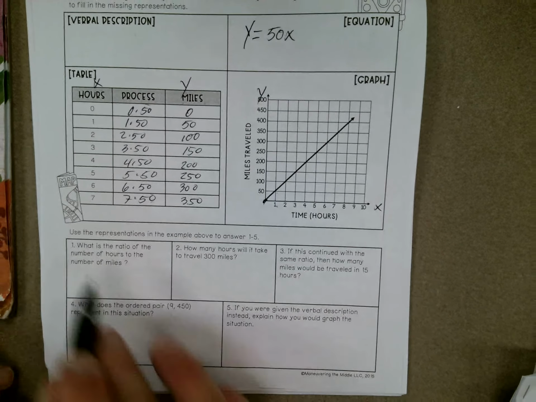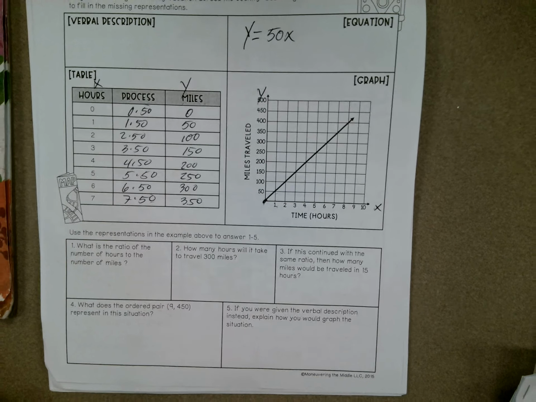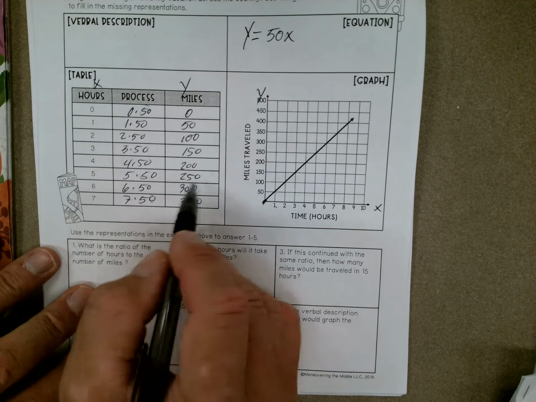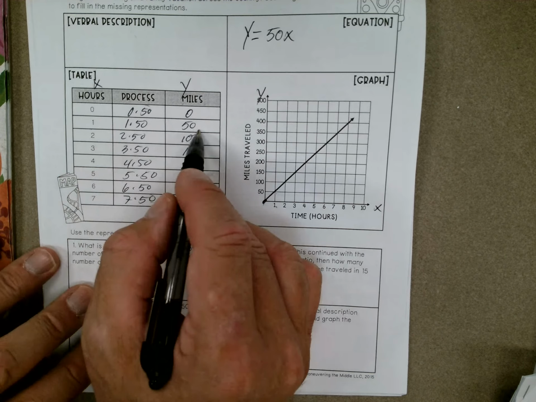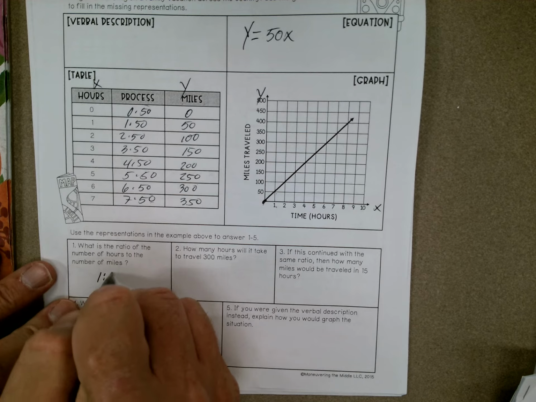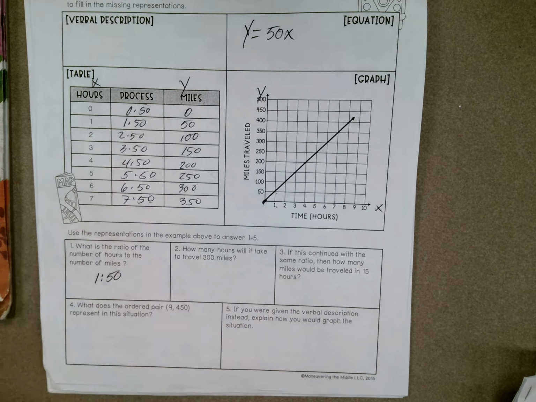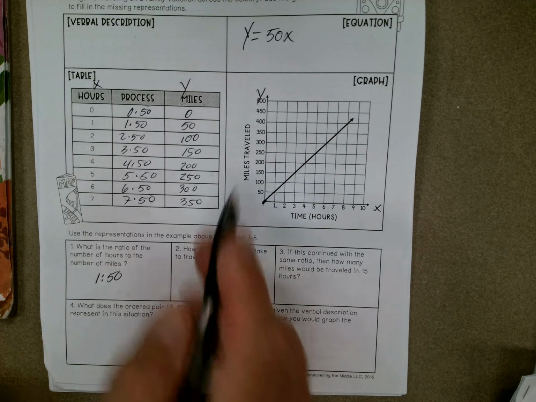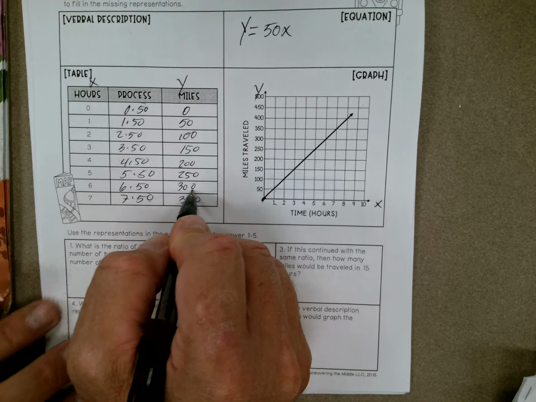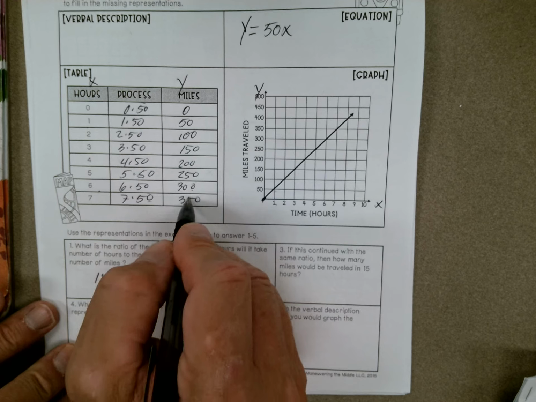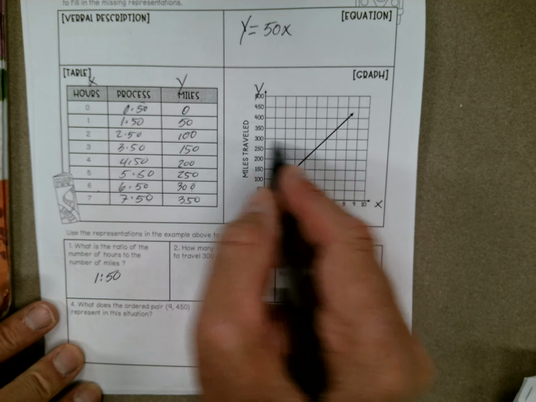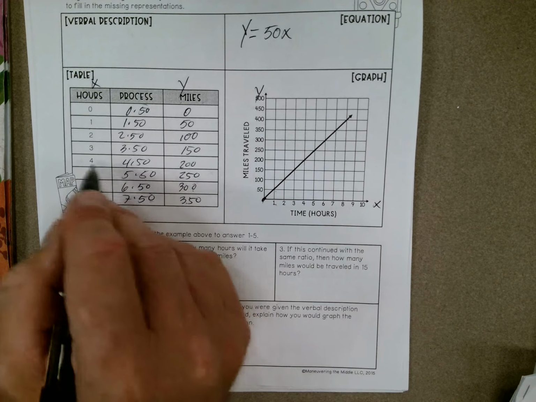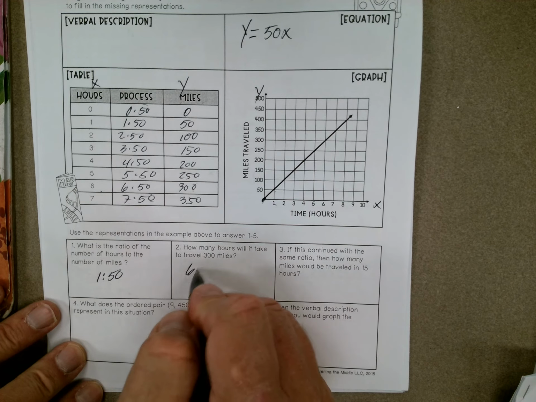Number 1, what is the ratio of the number of hours to the number of miles? Hours to miles, 1 to 50. And we always want to write that simplified, right? How many hours will it take to travel 300 miles? Well, clearly we have that right here in our graph. We could go over to 300 and come down. We would get 6. It's 6 hours, right?